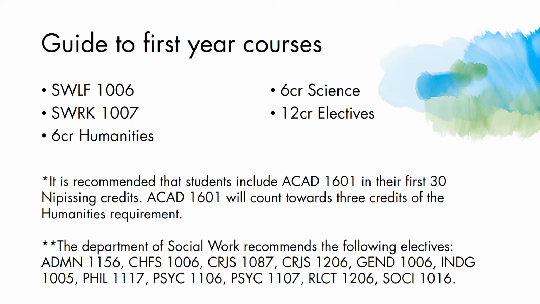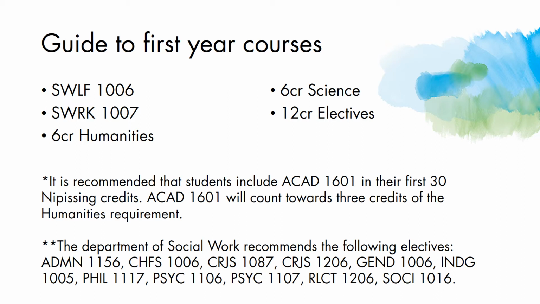The following is a list of suggested first-year courses for a student in social work. You will notice your first-year required courses, Social Work 1007 and Social Welfare 1006, some breadth requirements, and electives. The single asterisk is used to explain that ACAD 1601, a recommended course, can be used to satisfy part of your humanities requirement. The double asterisk provides some suggestions from the Department of Social Work on which electives to take.